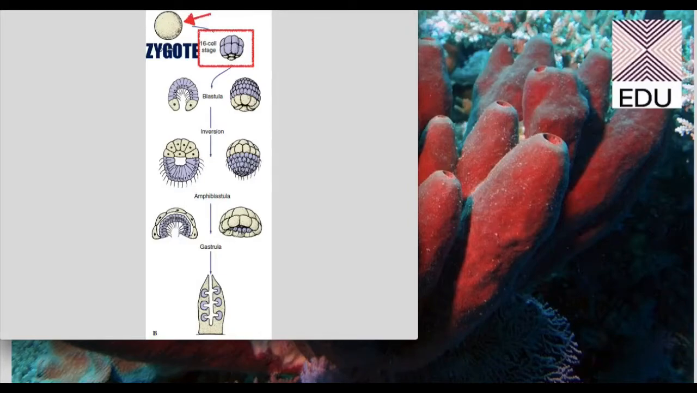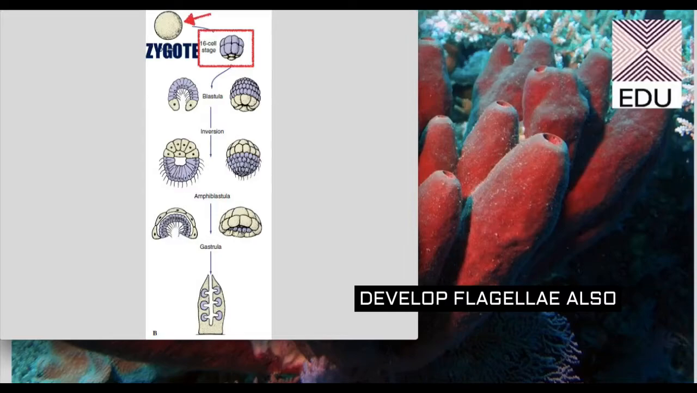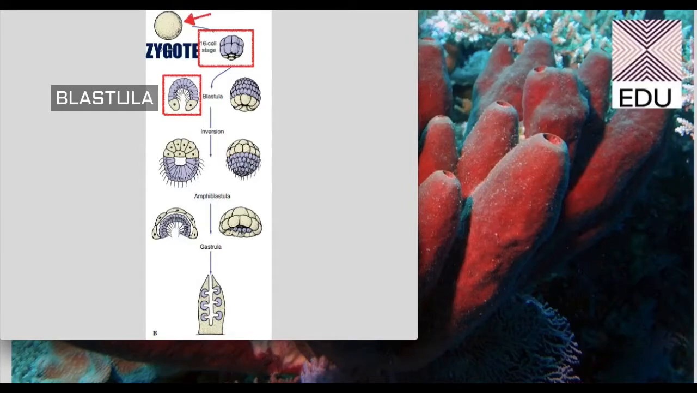Now after that, the upper 8 cells divide mitotically and increase in number, and they bear flagella. So in the lower diagram, here you can see the formation of a blastula. In this structure, we have a large number of micromeres which are violet in color, and 8 lower macromeres which are yellow in color. Here you may find the micromeres are flagellated, whereas the larger macromeres are non-flagellated.